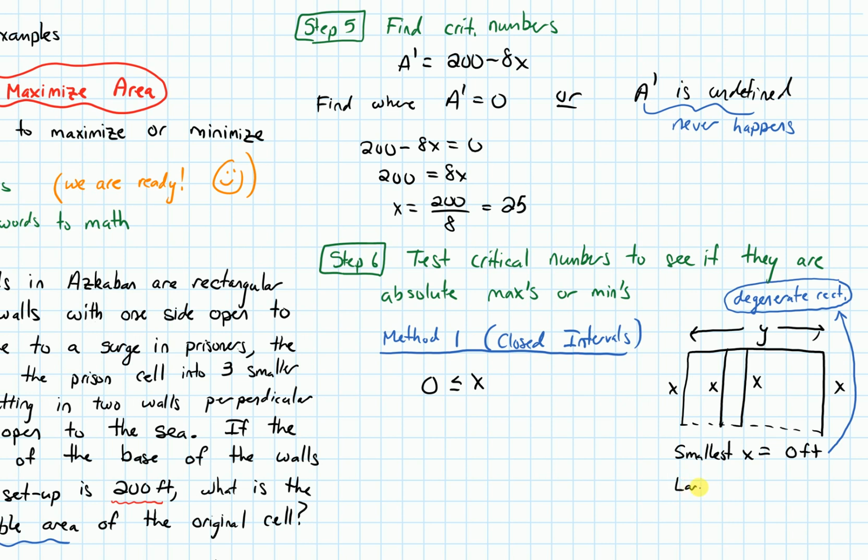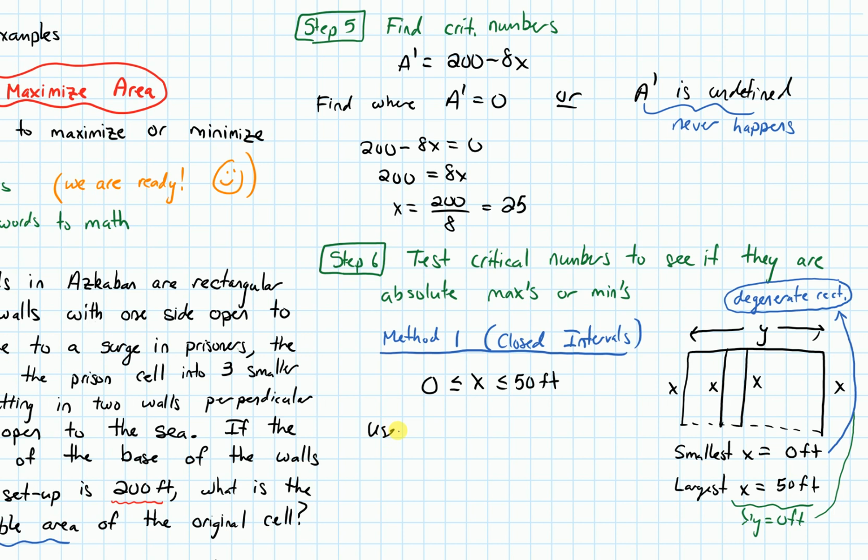Okay, and what's the largest that x could be? Well, the largest x could be, because the total length of all of these walls has to be 200, is 50 feet. If x was 50 feet, these 4 x's combined would add up to 200 feet. And that would mean that y would be 0. So if this happened, this would mean that y is 0 feet. And if y was 0 feet, we get another degenerate rectangle. Okay, so the largest x could be is 50 feet. And at these two extremes, at 0 and at 50, we get a degenerate rectangle, which means one of the lengths of the rectangle is 0. But that's a rectangle nonetheless.